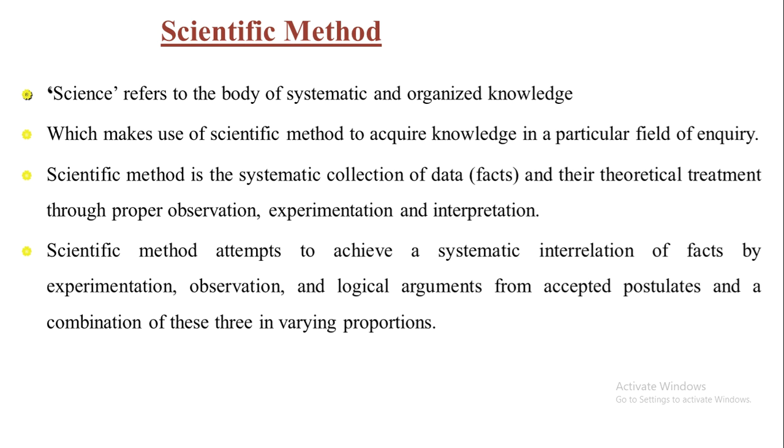Sometimes research is called a scientific method. When we say scientific, it refers to the body of systematic and organized knowledge that makes use of a scientific method to acquire knowledge in a particular field of inquiry. It is a systematic collection of data and facts, their theoretical treatment through proper observation, experimentation, and interpretation of the facts. That is called a systematic method.